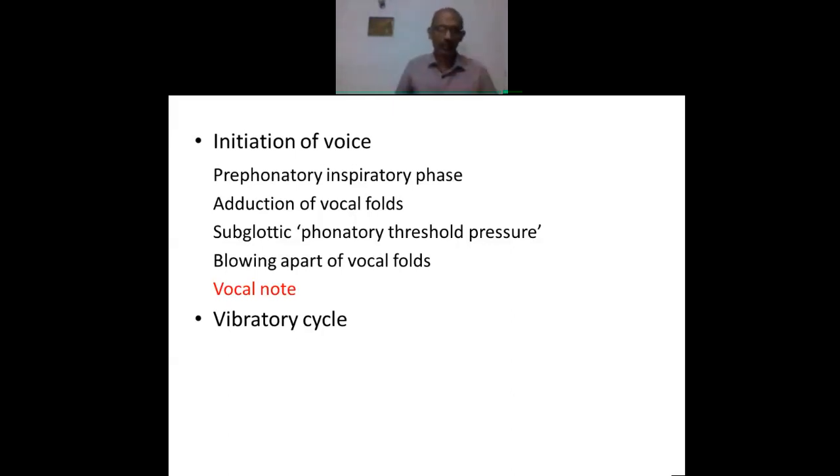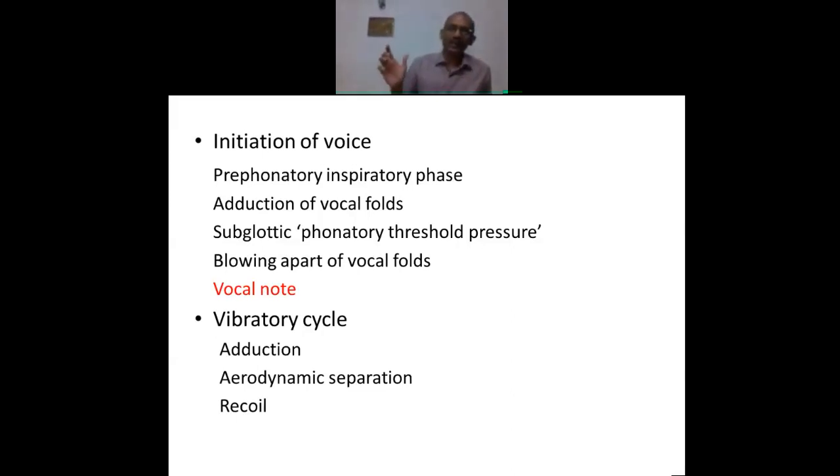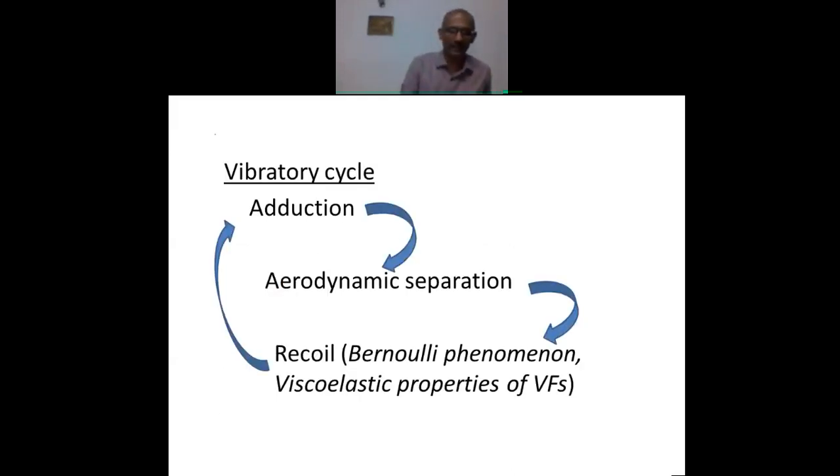Next thing important to understand is the vibratory cycle, which means what happens after the first vocal note has gone up into the supralaryngeal air. The vocal folds snap back. Actually, the word adduction here is strictly speaking wrong, because they are already adducted. It just snaps back. Aerodynamic separation and recoil. Okay, so that's the vibratory cycle that's happening. And this snapping back is mainly due to two phenomena: the Bernoulli phenomenon, as you know, air passing, pulling in the structures, and the viscoelastic properties of the vocal folds.